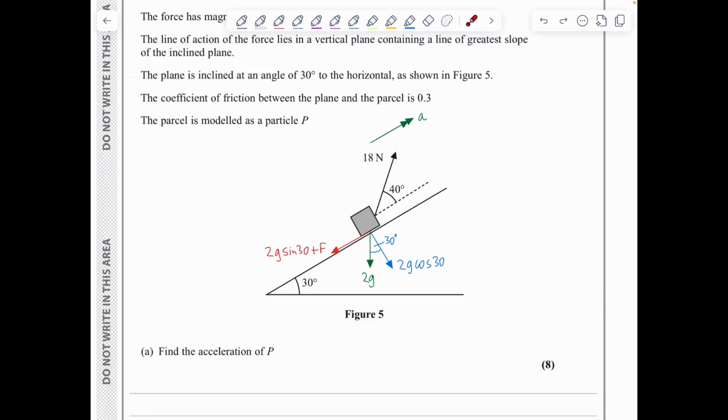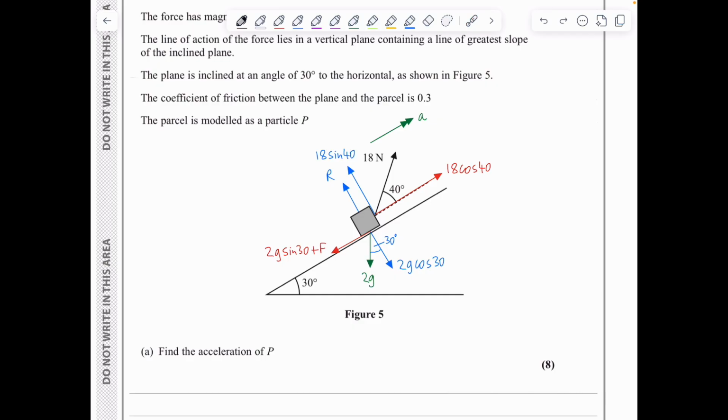What we are missing is the resolving of the 18 newtons here. So we've got 18 cos 40 up the plane and 18 sine 40 perpendicular to the plane. And of course we've got a reaction force because of the contact of the parcel with the plane. So this summarizes all the forces acting on the system here.